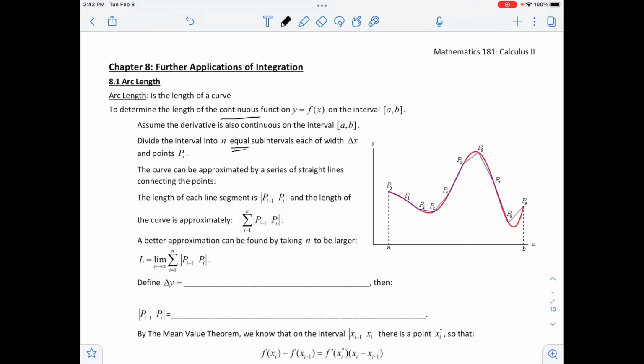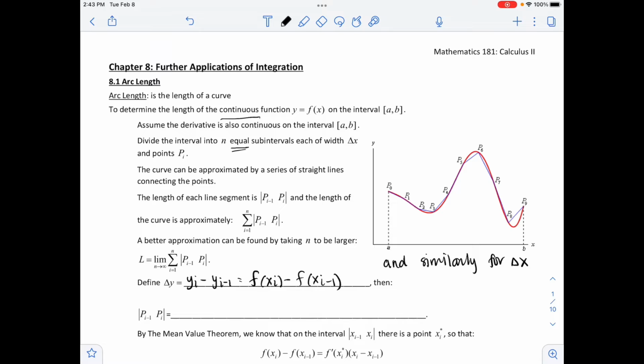So we're going to define delta y as a change in y. So we'll say y_i minus y_{i-1}. And again, y's are also defined by f's. So we'll say f of x_i minus f of x_{i-1}. And similarly, this would be true for x, for delta x, so that change in the x values.